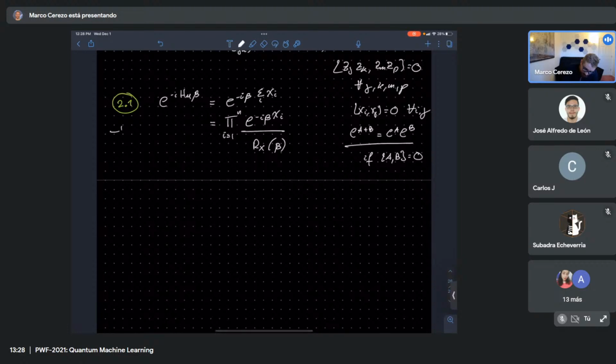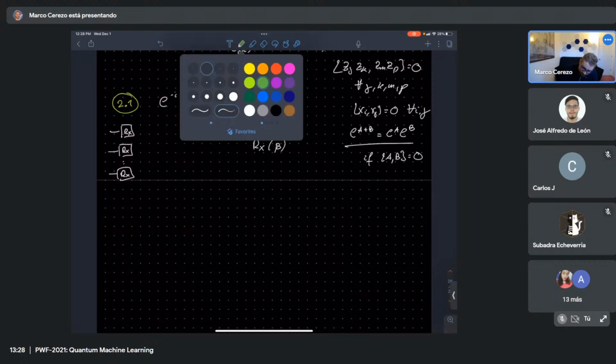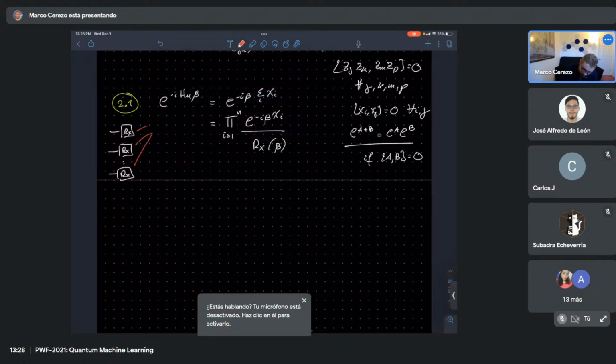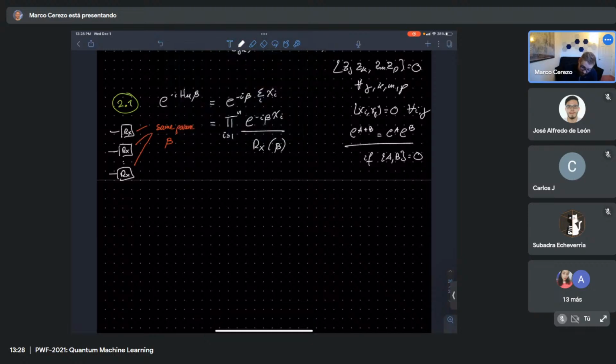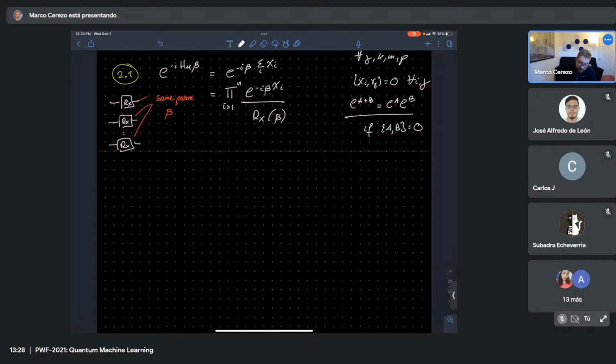This is just going to be: take all the qubits and do a rotation about the x-axis and apply the same angle. And this is important: same parameter beta. So this is very simple to implement. It's just one rotation in each one of the qubits, and they all have the same angle.